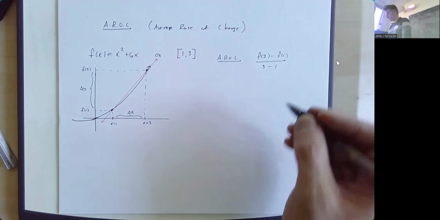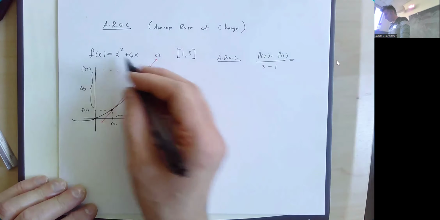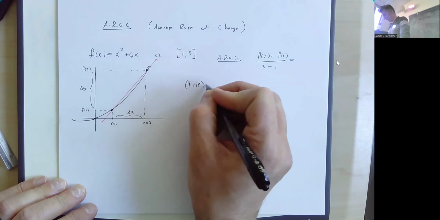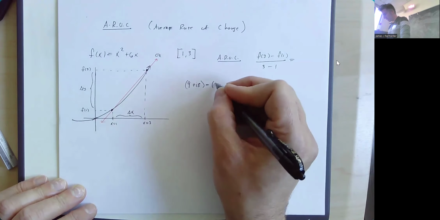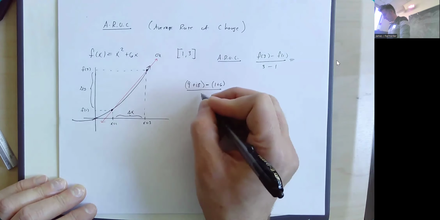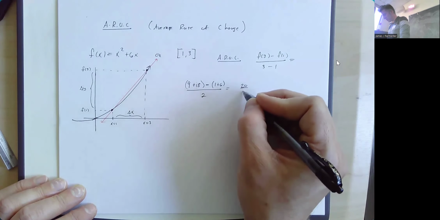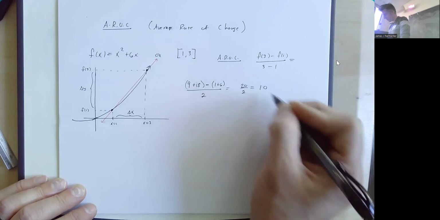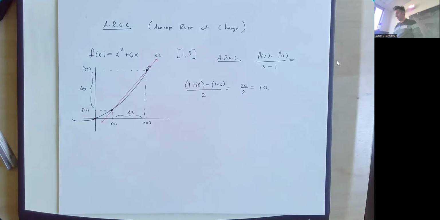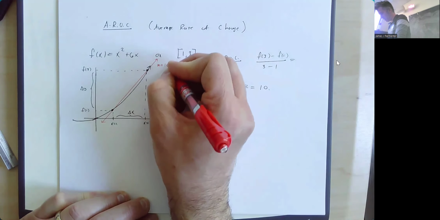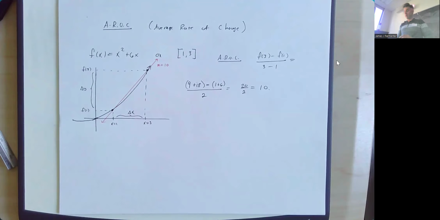The slope of that line in this case is going to be, well, let's see, f of 3 is going to be 9 plus 18 minus f of 1 is going to be 1 plus 6 divided by 3 minus 1. That's going to be 27 minus 7 over 2, which is going to be 10. So the slope of that line, that average rate of change, is going to be 10. Meaning that from here to here, if you increase x by 1, you correspondingly increase y by 10.